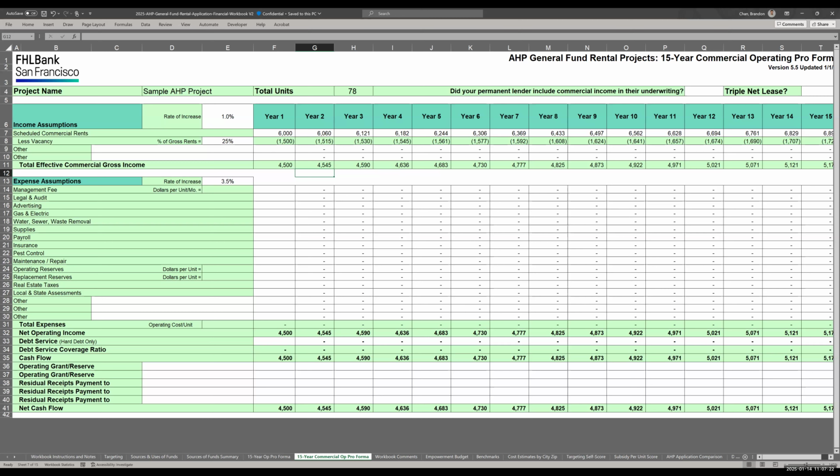If the commercial space is operating under a triple net lease, the commercial expenses will only be reflected in the commercial pro forma. If the commercial space is not a triple net lease arrangement, the commercial operating expenses entered in this pro forma will also be reflected in the 15-year operating pro forma. Enter all commercial income and the vacancy rate. Total effective commercial gross income will automatically populate in the residential 15-year operating pro forma based on what you include in this worksheet. Enter all commercial expenses in the lines provided. If hard debt was used to pay for commercial development costs, include the amount of debt service that the commercial portion of the building will carry.